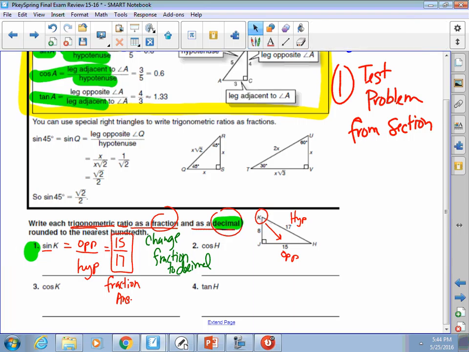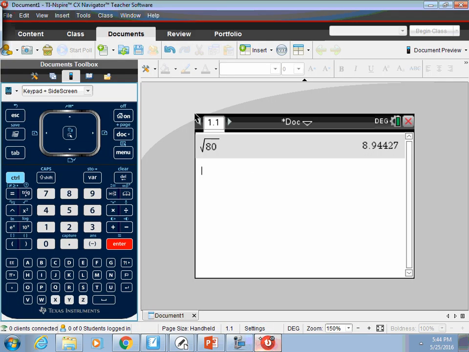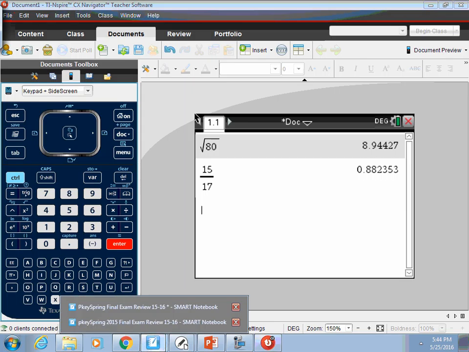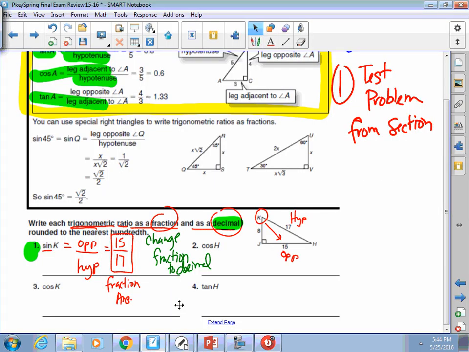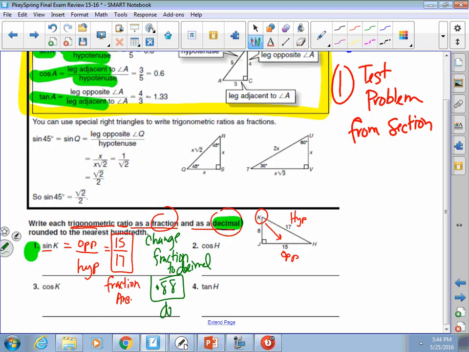Alright, so that means I'm just going straight to the calculator. I know it's 15 divided by 17. Control, enter. And that decimal is 0.88. So our answer for our decimal answer would be 0.88. This is the decimal. We're not typing in the trig yet. Okay, so you're definitely going to see one like that.